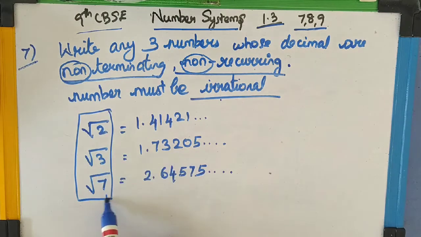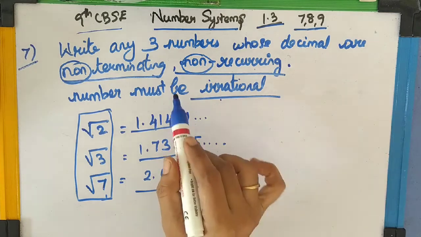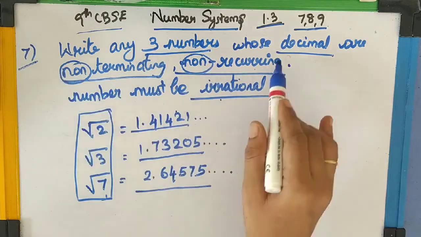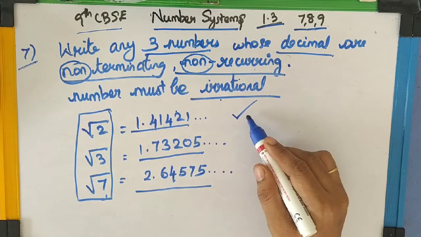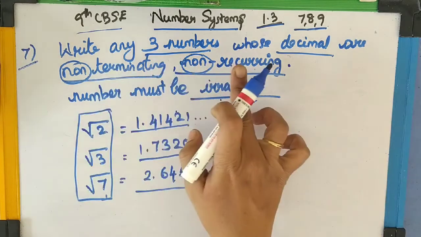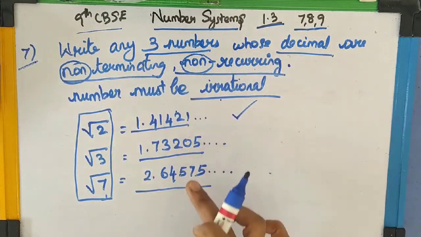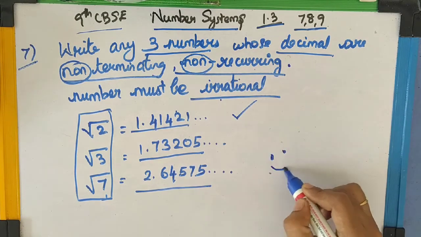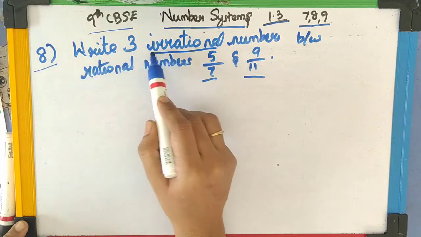So, these 3 irrational numbers are the examples of 3 numbers whose decimals are non-terminating and non-recurring. Okay, clear? So, in this question, what they mean by non-terminating and non-recurring? They are indirectly asking for irrational numbers. Okay, clear? Now let's go to the 8th question.